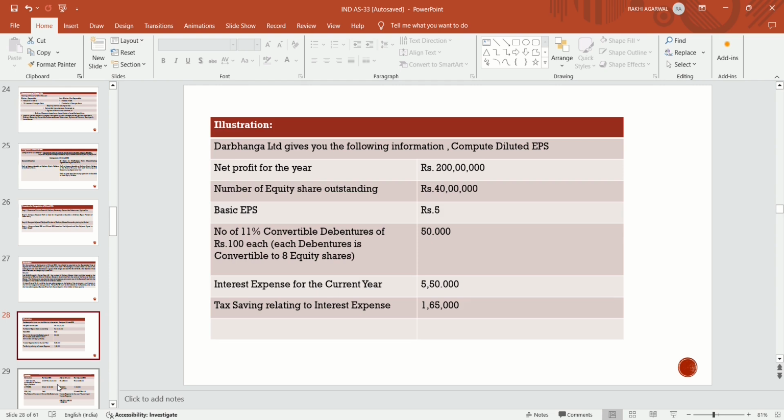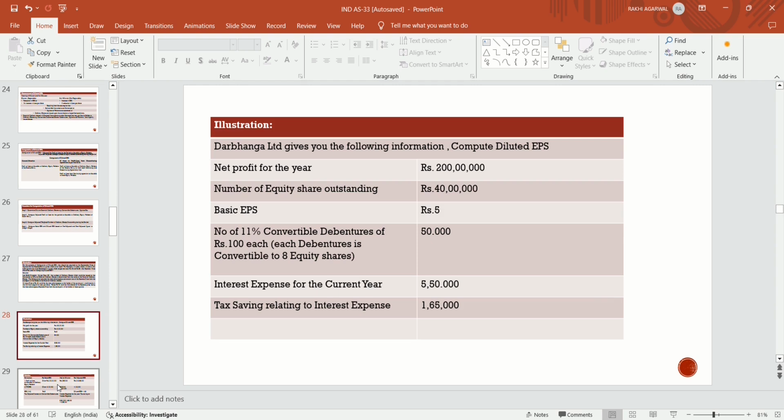Number of 11% convertible debentures of rupees 100 each. Each debenture is converted to 8 equity shares. So there are 50,000 convertible debentures. The value of each debenture is 100, getting an interest of 11%, and the debenture is convertible into equity. Each debenture gets 8 equity shares. So the interest expense for the current year is 5,50,000. How does it become that? 50,000 into 100 into 11%. So the interest for the current year is 5,50,000.